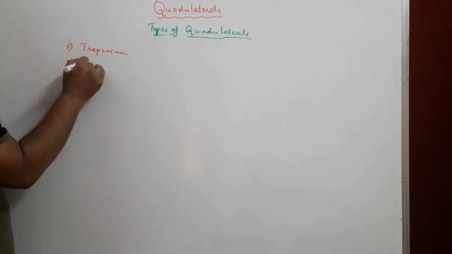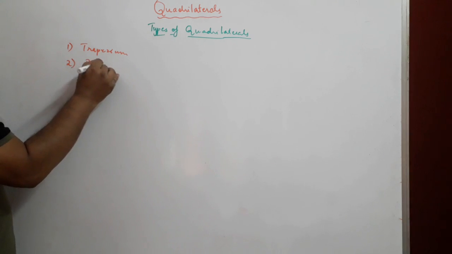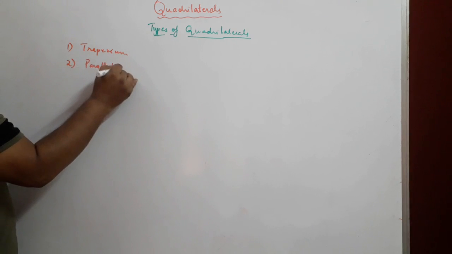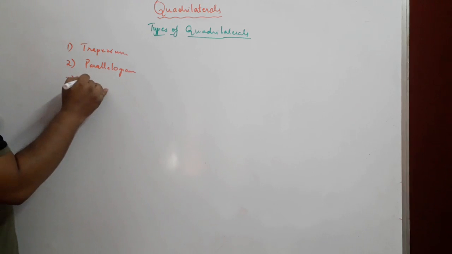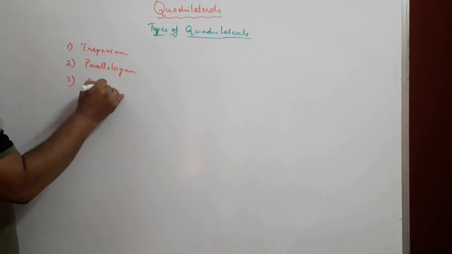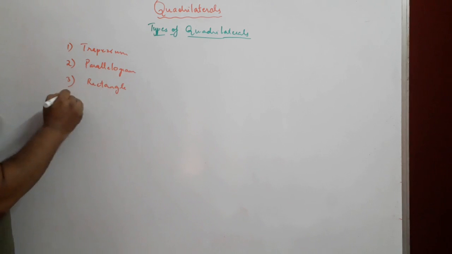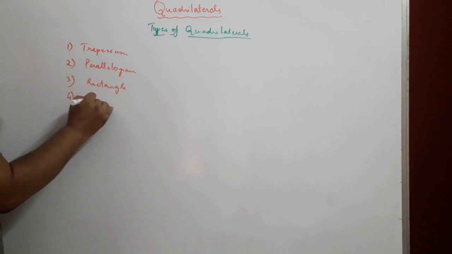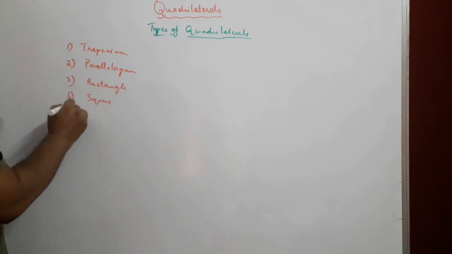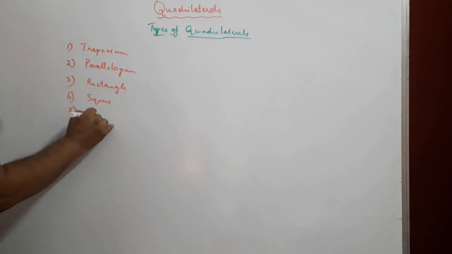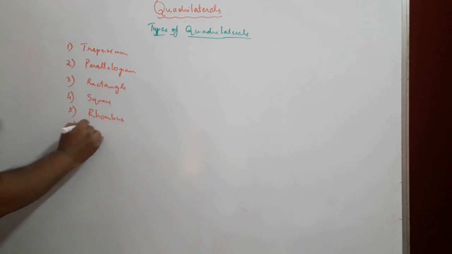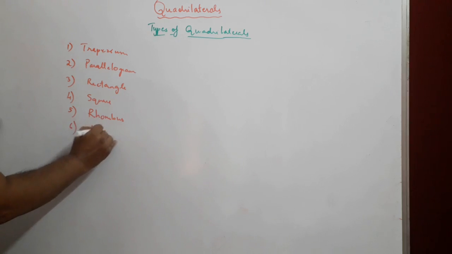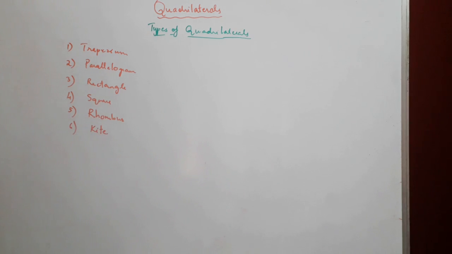The second one was parallelogram. The third one was rectangle. Fourth was square. Then it was the rhombus, and finally we had the kite. So now in this video we'll be going through each and every one.